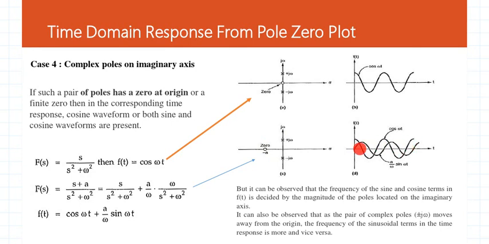A close observation of this particular case tells us that only poles on the j omega axis result in a sine waveform. Poles with a zero at the origin give us a time domain response of a cosine waveform, whereas poles on the imaginary axis, which are complex conjugates, along with a zero at some finite location, result in sine and cosine waveforms.